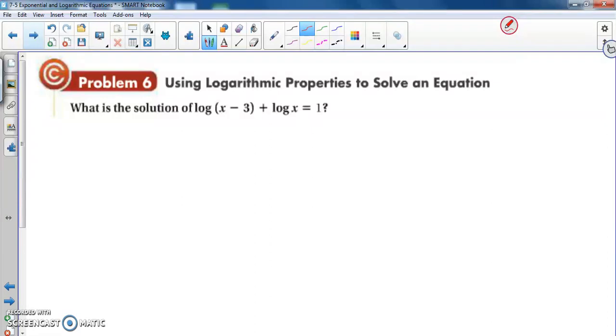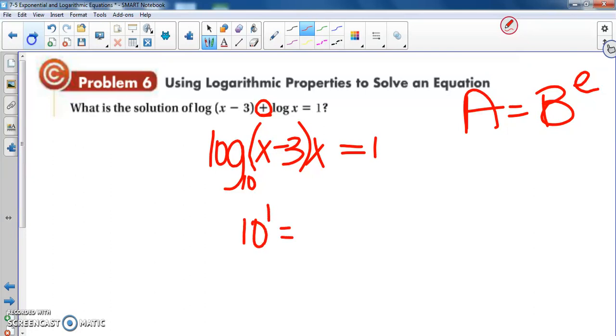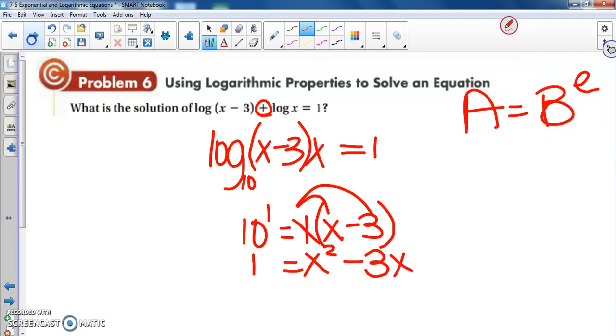If we have 2 logarithms in an equation, we want to condense it to 1 log, so we need to use our properties of logs and then transform it to exponential form. So since we're adding, we're going to multiply. We have log of x times x minus 3 is equal to 1. We have base 10 since we have no base, so 10 to the 1st power is equal to x times x minus 3. We're going to distribute and solve. x squared minus 3x is equal to 10.